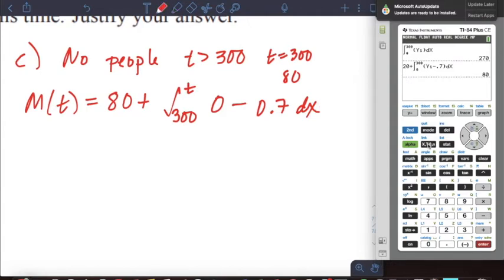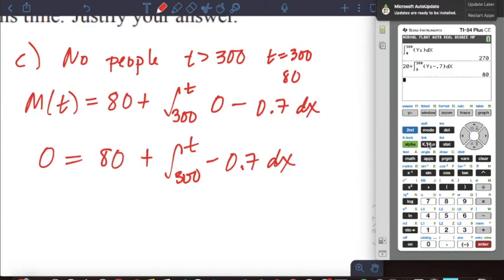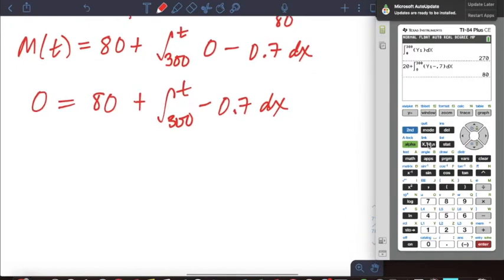Okay? Okay. So I want to know when there are no people. If this equation represents the total number of people on the escalator for time greater than 300, if there are no people, then that means that this would equal 0. And at this point, 0 minus 0.7, I would just put it as minus 0.7. Okay? And let's go through and solve this equation. So 0 equals 80 plus, remember, to evaluate an integral, you have to do an antiderivative. So we are doing the antiderivative of negative 0.7 with regards to x.